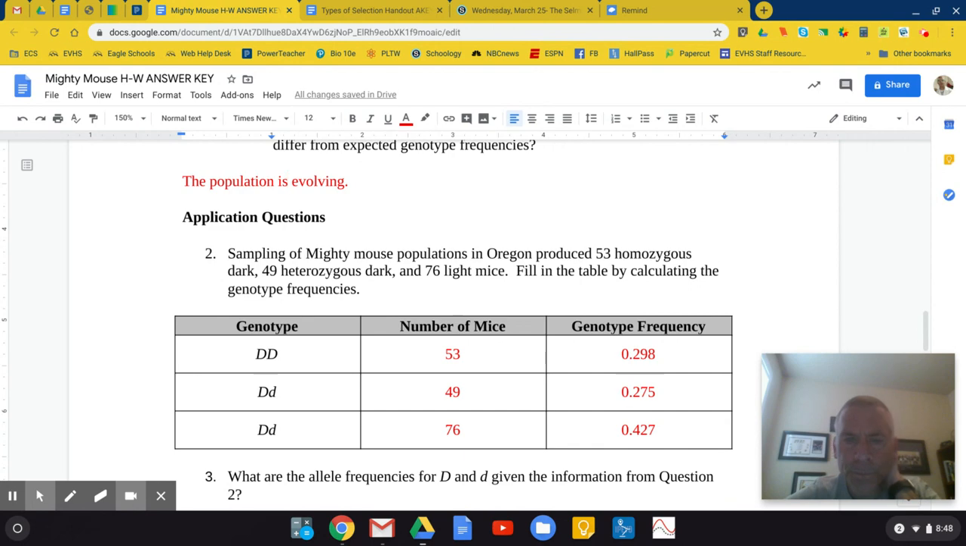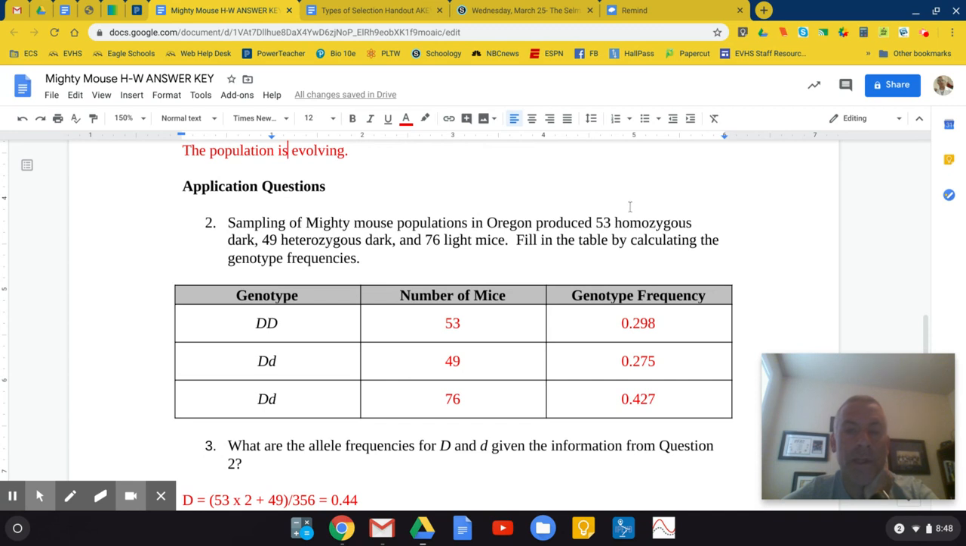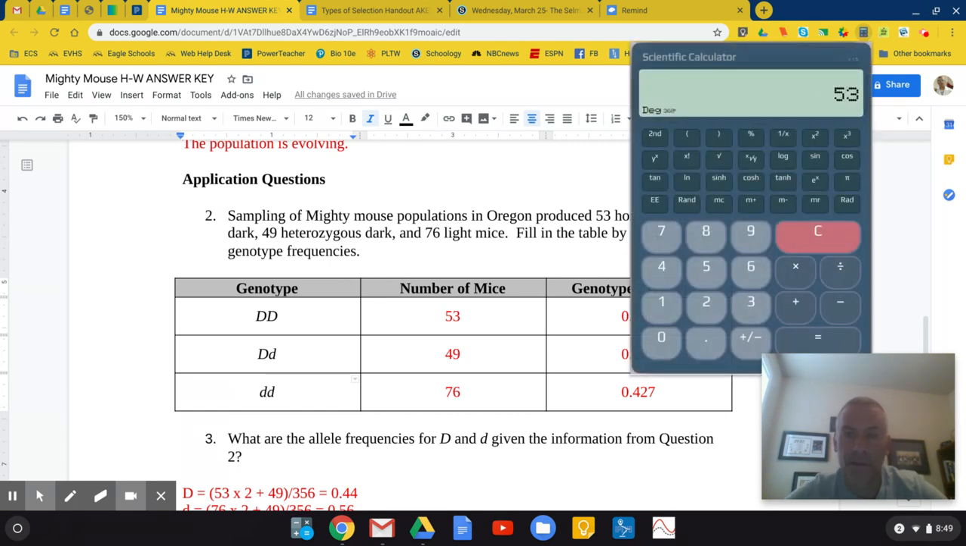So as we look down, we're sampling this mighty mouse population in Oregon, and it gives us specific numbers: 53 homozygous dark, 49 heterozygous dark, and 76 light mice. So we can throw these numbers right into our table: 53 big D big Ds, 49 big D little ds, and, ooh, there's another typo, sorry, guys, 76 little d's. And all we need to do with that is total up our total population. If we punch into our calculator real quick, 53 plus 49 plus 76, we have 178 total mice.